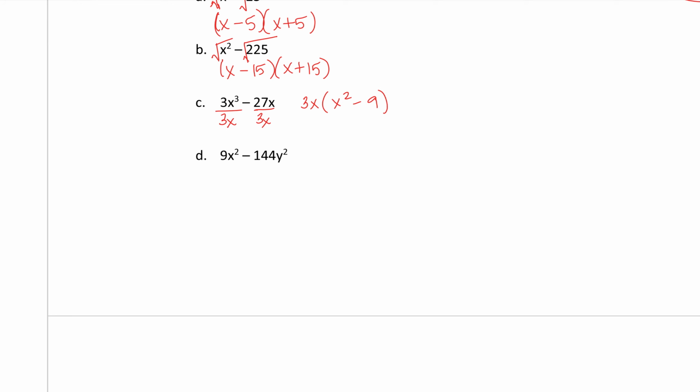Now, I'm not done. I take a look at that x squared minus 9 and I go, okay, can I take the square root of those two things? I can. So I bring that 3x down. And I know that the square root of x squared is x, minus the square root of 9 is 3, and I add my x plus 3. And this is my final answer.